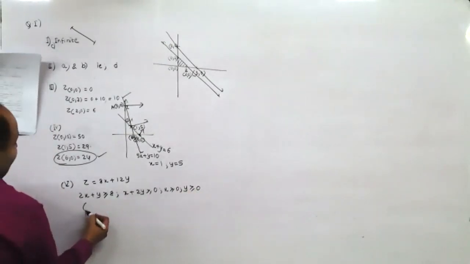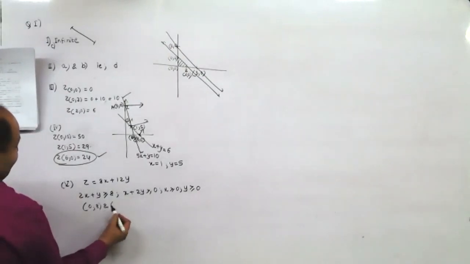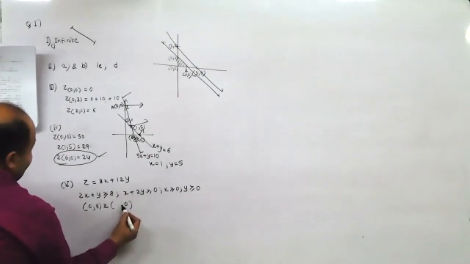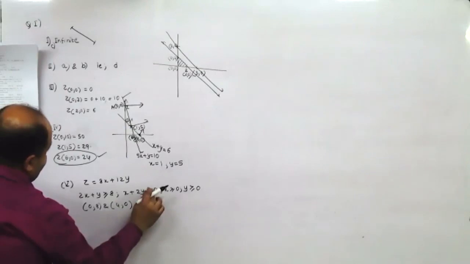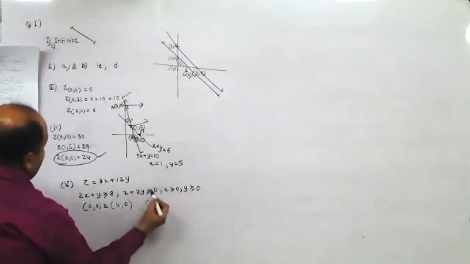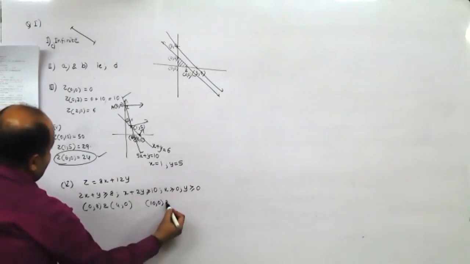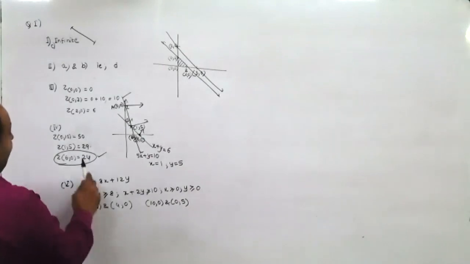Here x equal to, don't write my name, x equal to 0, 8, and this would be, now y is 0, x is 4, this one would be x is 10 comma 0 and 0 comma 5. This should have been 24.